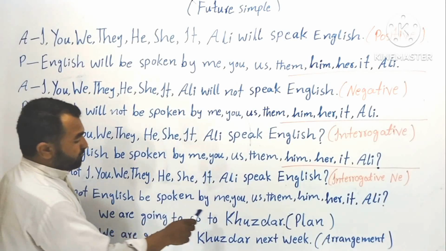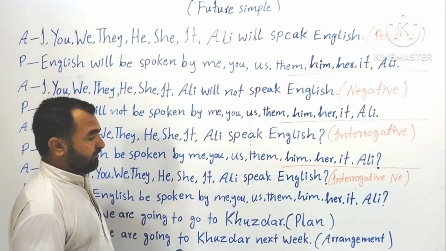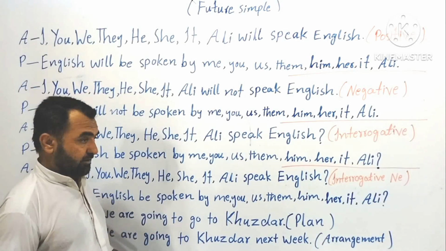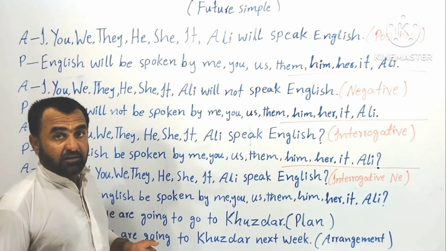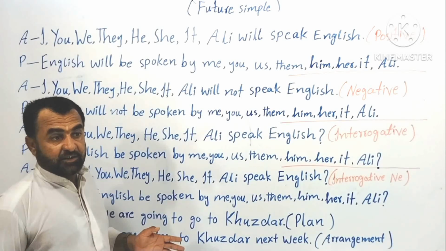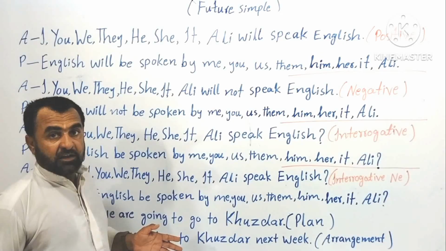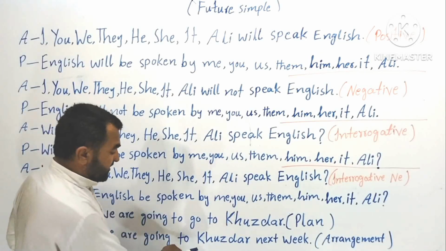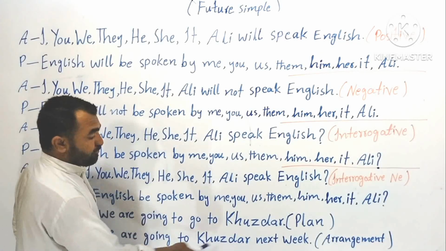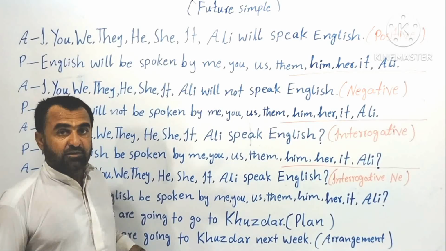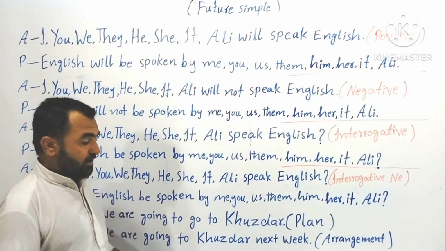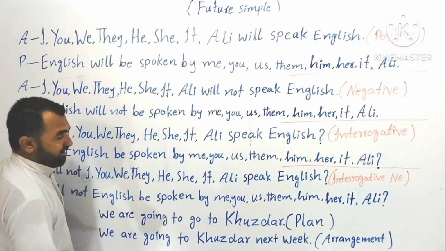We are going to go to Khuzdar. It's a plan. It's not known when. But in future, we will go to Khuzdar, means we are going to go to Khuzdar. But it's not clear when we will go. But here it is cleared. We are going to Khuzdar next week. Now here it is an arrangement. Okay? But for future meaning. Present continuous for future meaning.